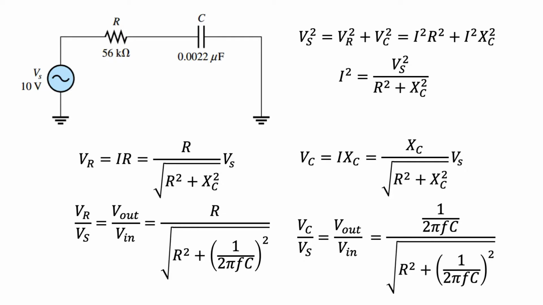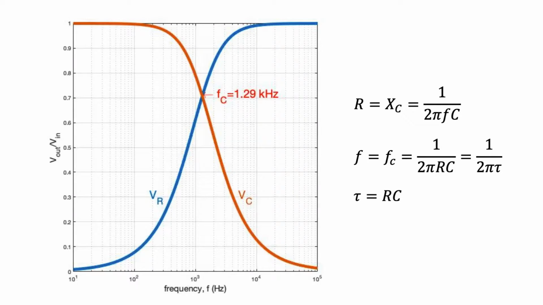Now let's plot V out over V in as a function of the frequency in order to take a look at the frequency responses. Here is the result of graphing the output voltage normalized to the input voltage. Their ratio is called the gain. Unity means the output voltage is equal to the input voltage. VR is the blue line, while VC is the orange line. VR corresponds to the output voltage across the resistor, while VC corresponds to the output voltage across the capacitor.